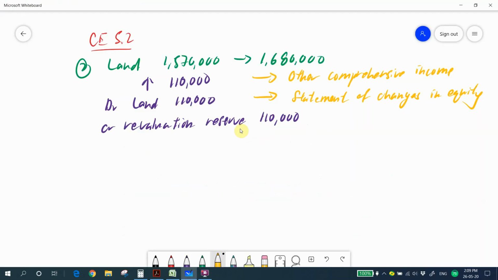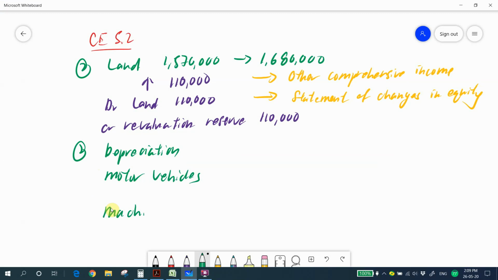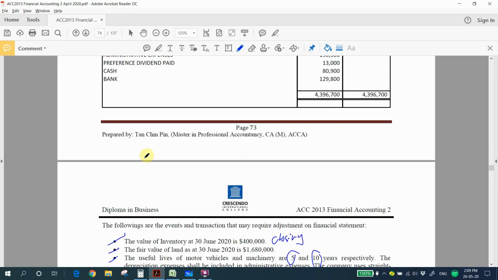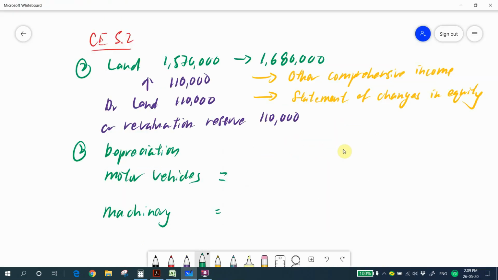So the next adjustment is regarding the depreciation. So we have first depreciation, which is motor vehicle. Second depreciation is for machinery. Let's have a look at the cost of the motor vehicles. The cost of motor vehicles is 180,000. The cost of machinery is 280,000.